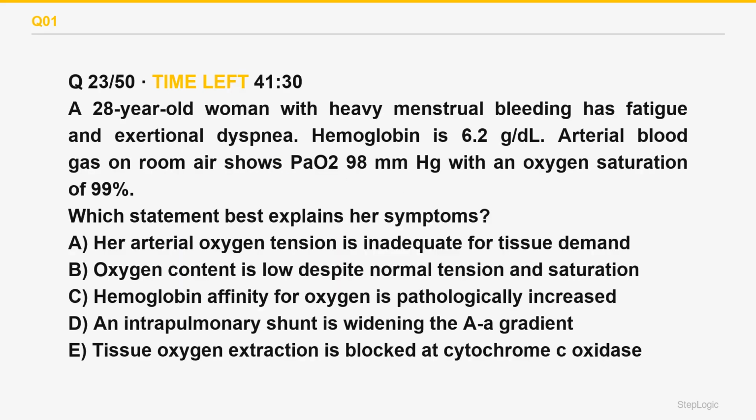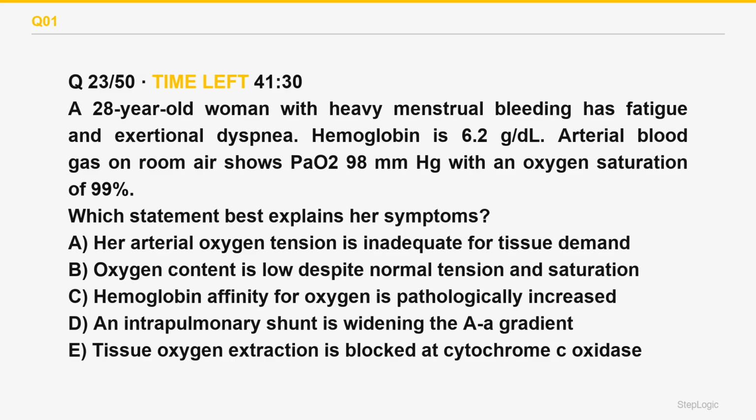Which statement best explains her symptoms? A 28-year-old woman with heavy menstrual bleeding has fatigue and exertional dyspnea. Hemoglobin is 6.2 grams per deciliter. Arterial blood gas on room air shows PaO2 98 millimeters of mercury with an oxygen saturation of 99%. Read the command. What explains her symptoms?